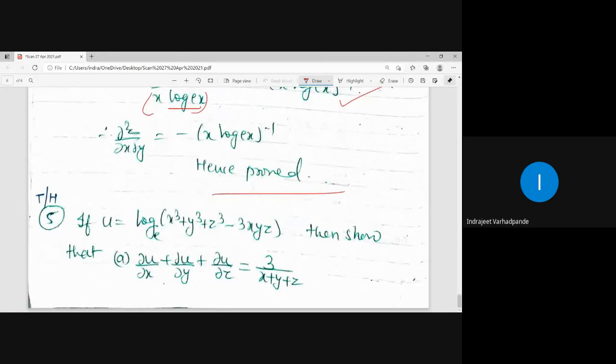Note down the next question. If u is equal to log of x cube plus y cube plus z cube minus 3xyz, then show that del u by del x plus del u by del y plus del u by del z is equal to 3 upon x plus y plus z.